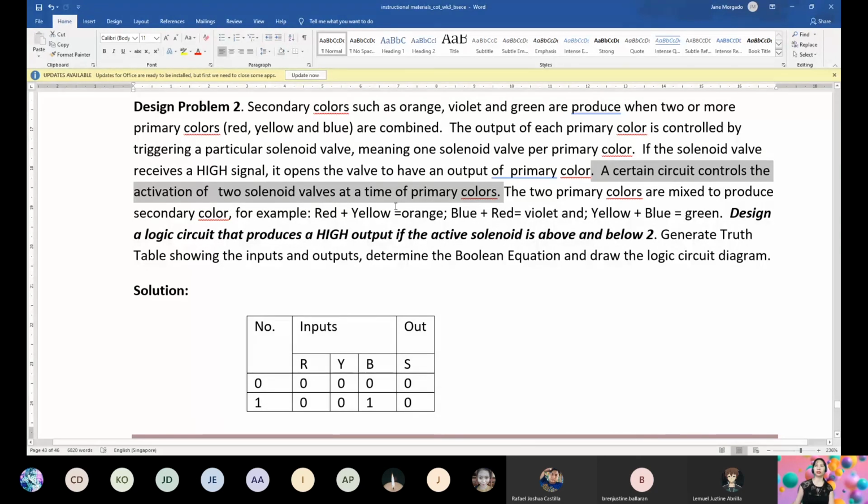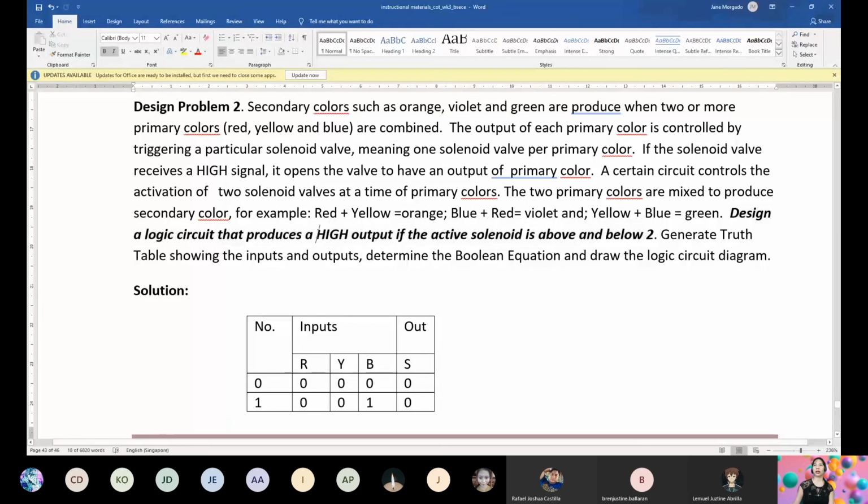For example, red plus yellow. Ito yung kanina. We have orange. Blue plus red is violet, and yellow plus blue is green. Okay? Design a logic circuit that produces high output if the active solenoid valve is above and below 2. Kasi dapat dalawa lang, di ba?